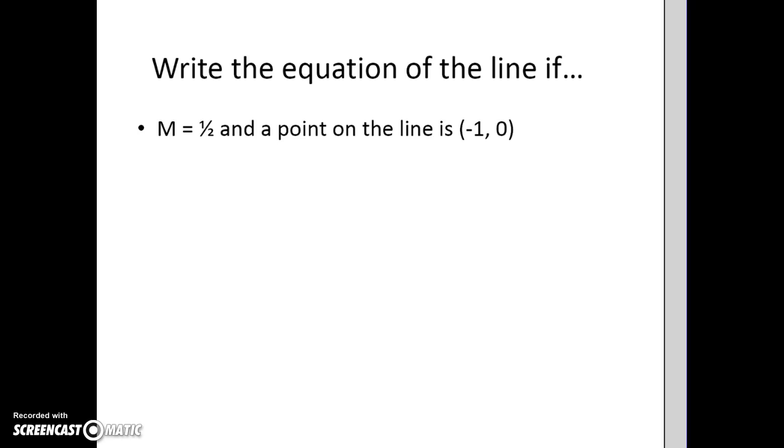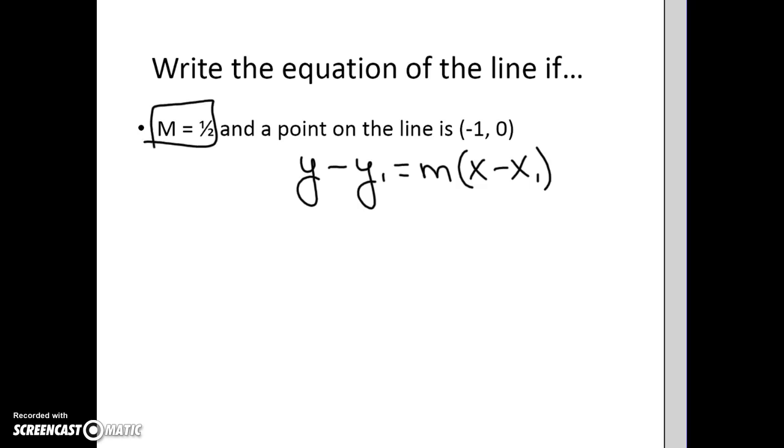Let's try again. This time we have a slope of 1/2 and our point on the line is (-1, 0). So again, we know y minus y sub 1 equals m times the quantity of x minus x sub 1. We know m equals 1/2, and we know that we have a point at (-1, 0). So y minus, we find our y coordinate. Our y coordinate is 0.